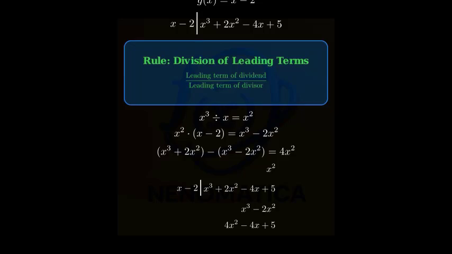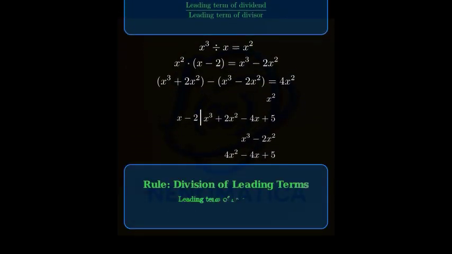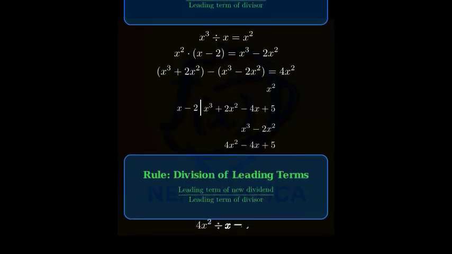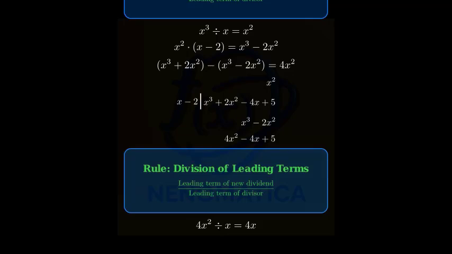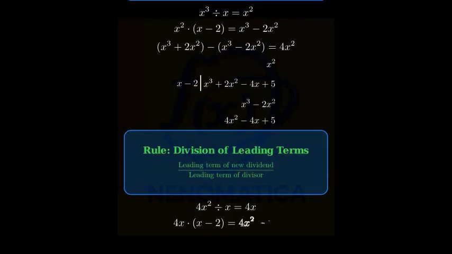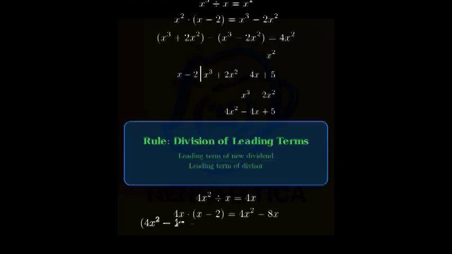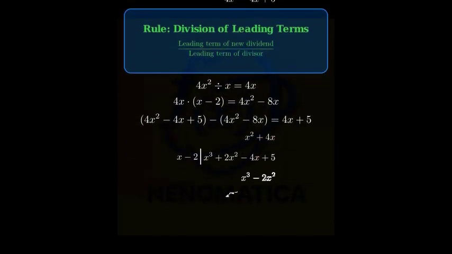Now, we continue the process with our new dividend, 4x squared minus 4x plus 5. Again, we divide the leading term of this new dividend by the leading term of the divisor. We have 4x squared divided by x, which gives us 4x. Next, we multiply the divisor by 4x. So, we get 4x times x minus 2, which equals 4x squared minus 8x. Now, we subtract this from our current dividend. 4x squared minus 4x plus 5 minus 4x squared plus 8x equals 4x plus 5.